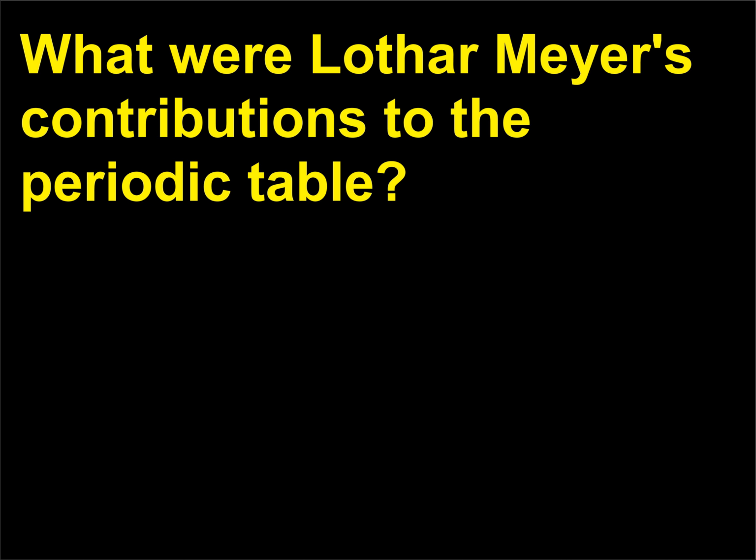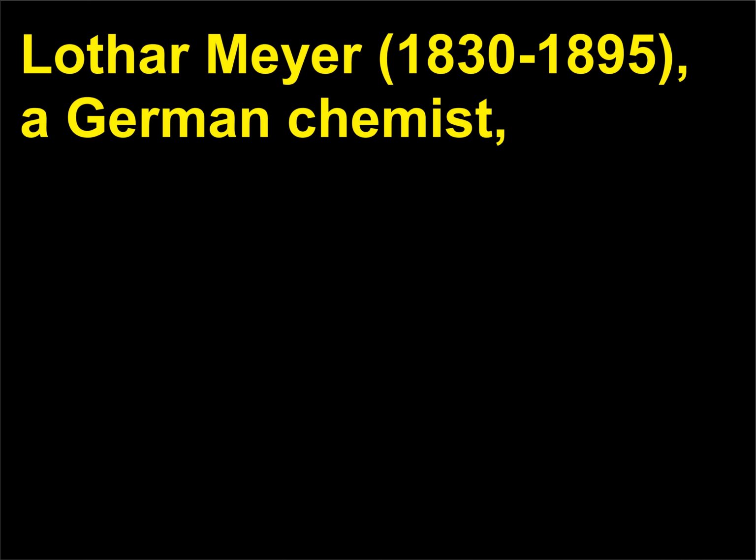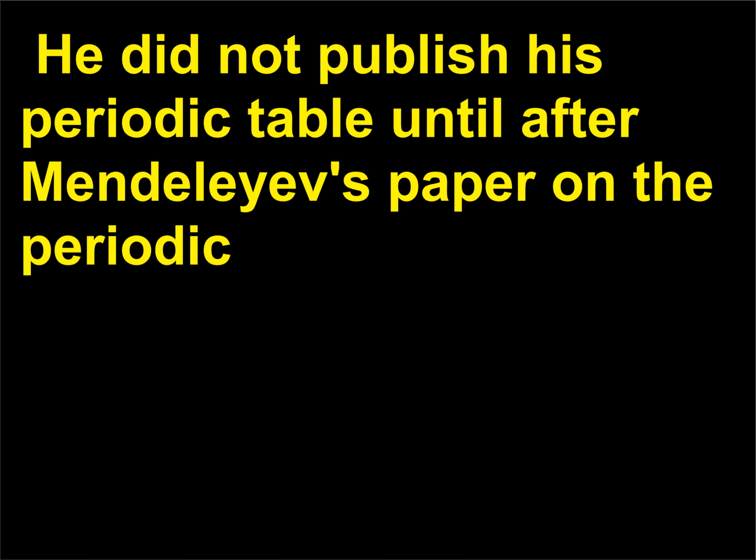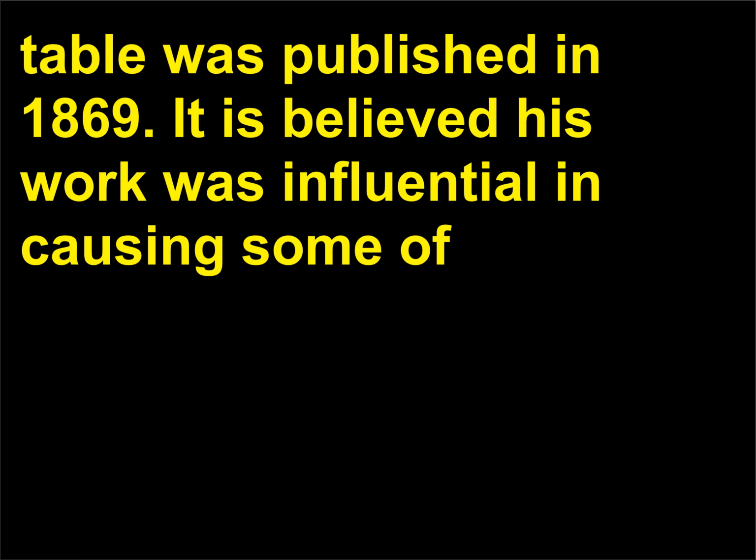What were Lothar Meyer's contributions to the periodic table? Lothar Meyer, 1830 to 1895, a German chemist, prepared a periodic table that resembled closely Mendeleev's periodic table. He did not publish his periodic table until after Mendeleev's paper on the periodic table was published in 1869.